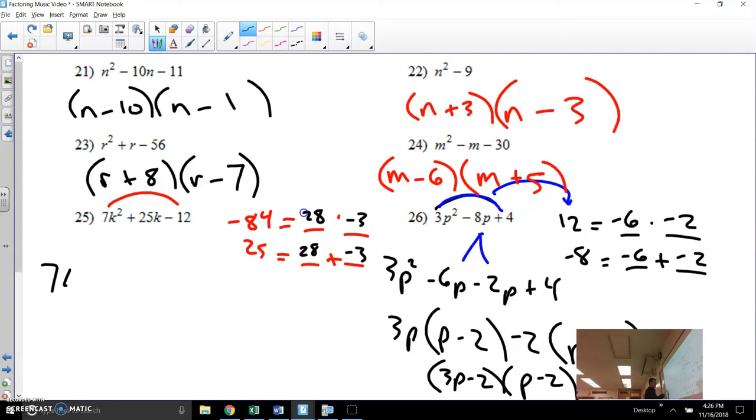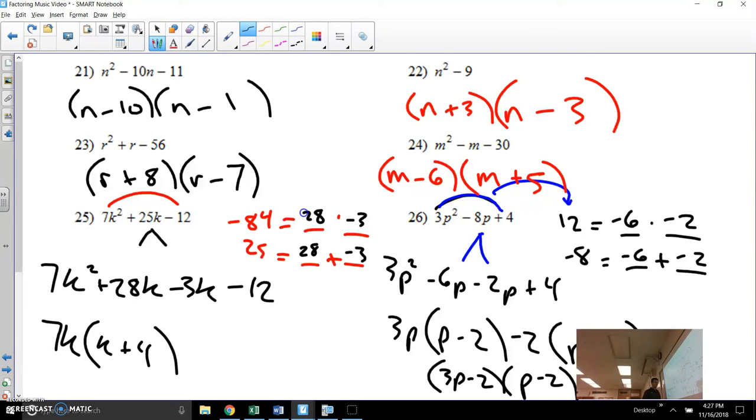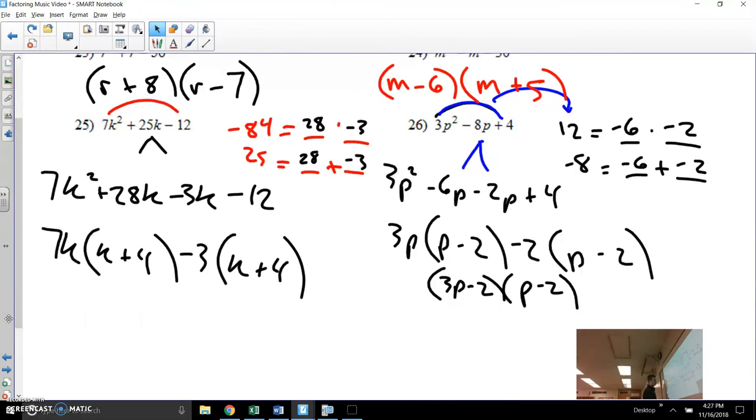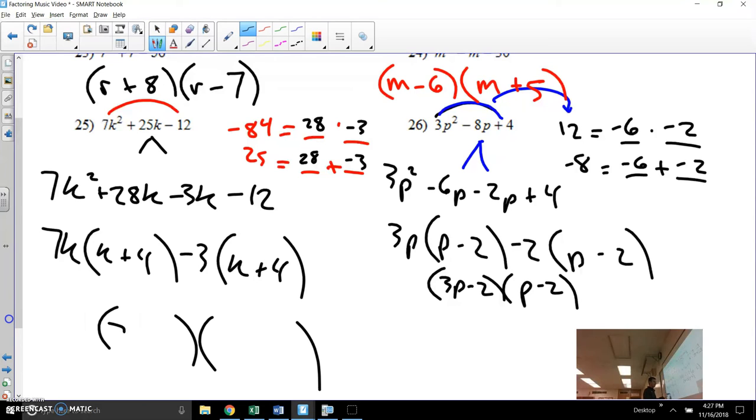So now we're going to go in here and break up the middle. Instead of 25k, we're using 28k and negative 3k. And then I'm going to use that idea of group factoring. So 7 and 28 have 7 in common. You're left with k plus 4. Take out a negative 3, you get k plus 4 again. And so this is going to be our answer because we have a repeated factor. That means that 7k minus 3 has the idea of k plus 4 in common.